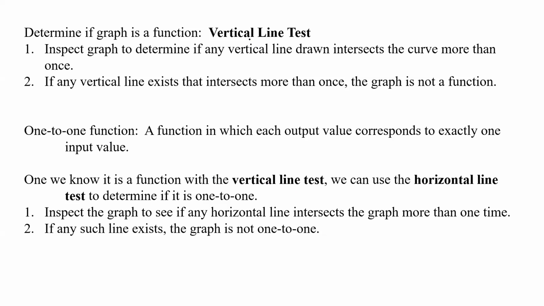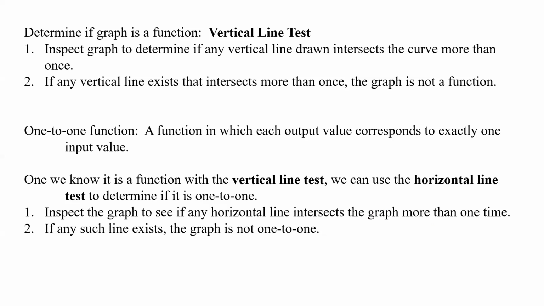So think about the vertical line. We draw a vertical line through it, and if it intersects only once, it's a function. Well, the same thing happens here. If you can draw a horizontal line through the graph only once, then it's going to be one-to-one. But if you find a place where it intersects more than one time, then the graph is not one-to-one. So really kind of simple, just drawing lines. You don't even actually have to draw them.